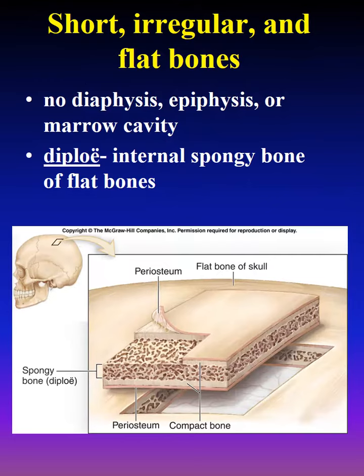Short, irregular, and flat bones do not contain special regions of the diaphysis, epiphysis, or the medullary cavity. However, with flat bones, there is one particular region that we find, and this is called the diploe. This is where we have a layer of spongy bone sandwiched between two layers of compact bone, and we find this within the bones of the skull.